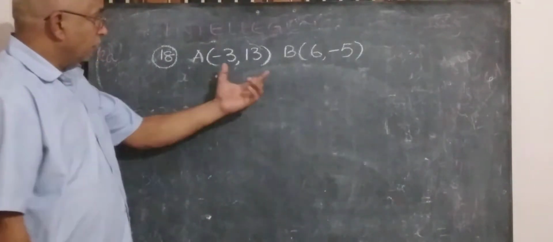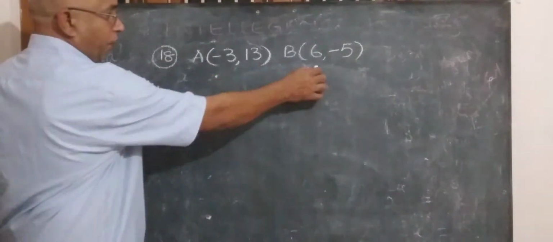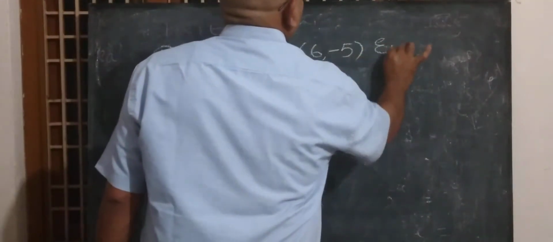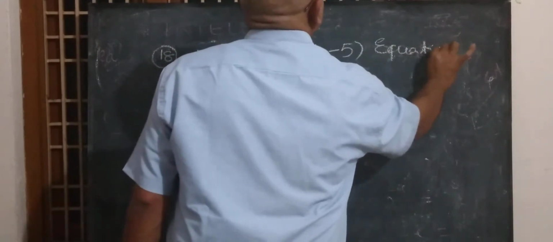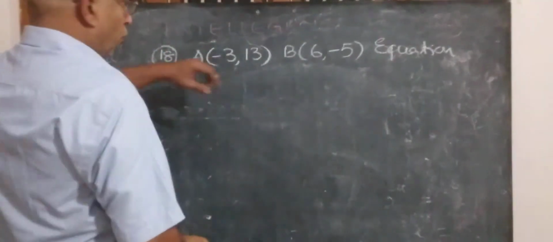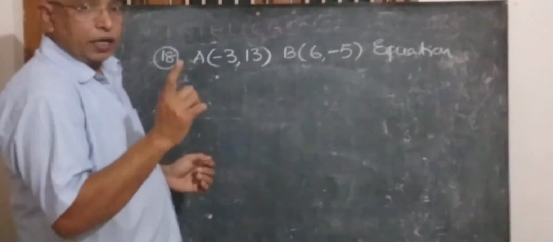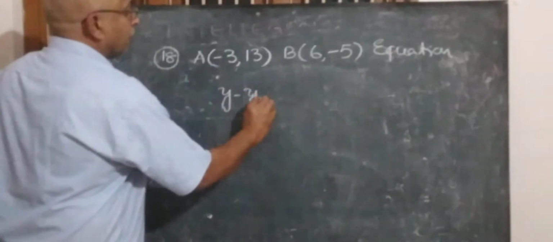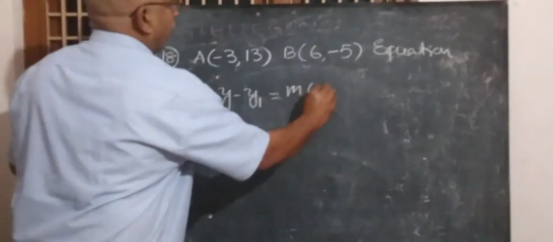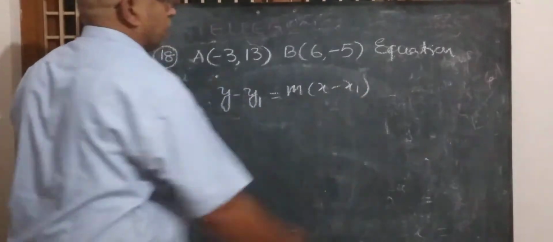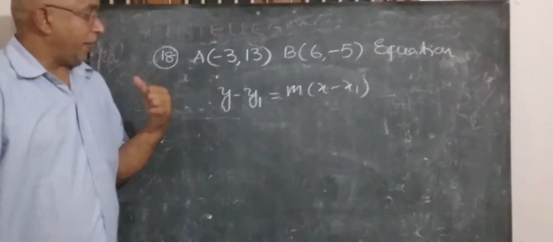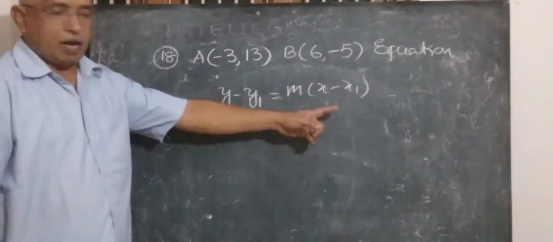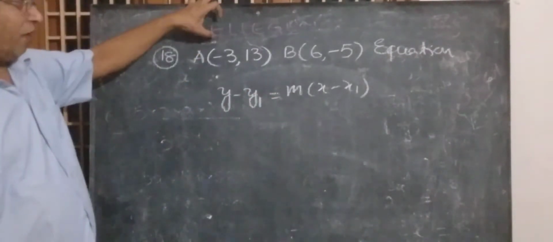So when the 2 points are given, now you can find the equation of a line. What is the form of the equation of a line when 2 points are given? Y minus y1 is equal to m into x minus x1. Clear? Now identify these 2 points.